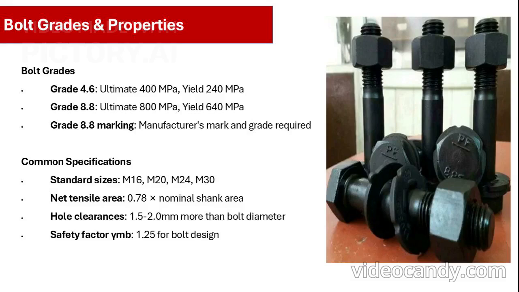Common bolt sizes used in steel construction include M16, M20, M24, and M30. The net tensile area is considered as 0.78 times the nominal shank area, accounting for the threads. Bolt holes are typically made 1.5 to 2.0 millimeters larger than the bolt diameter to allow clearance. For design, the partial safety factor gamma MB is taken as 1.25 according to code requirements. These values are commonly tested and must be memorized.